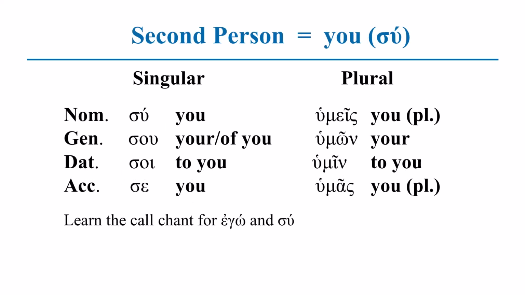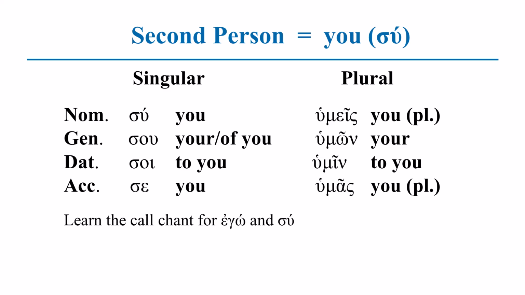Let's look at the second personal pronoun paradigm from the word you. How to say words like you, yours, to you in the Greek. So again, you have number, it can be singular or plural. And then you have case, it can be nominative, genitive, dative, accusative. So in the singular, you have su, which means you. In the plural, you have humes, which means you. In the singular, you have su, which means your. In the plural, you have humon, which means your.